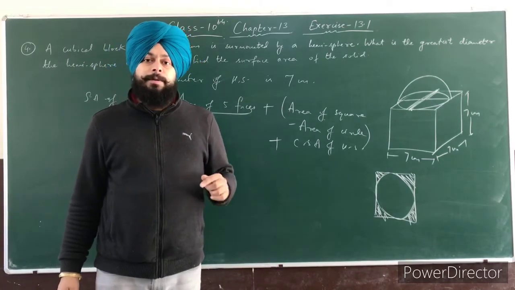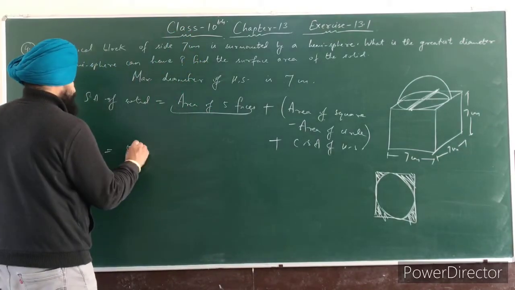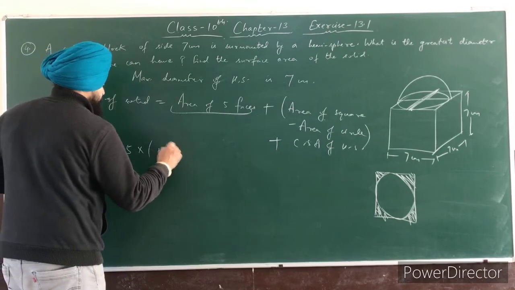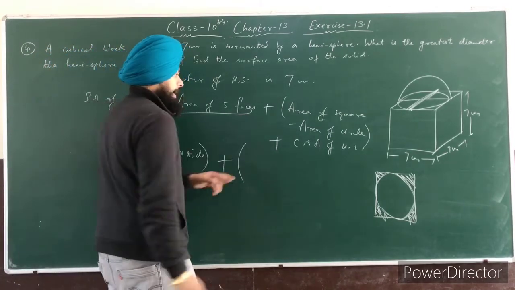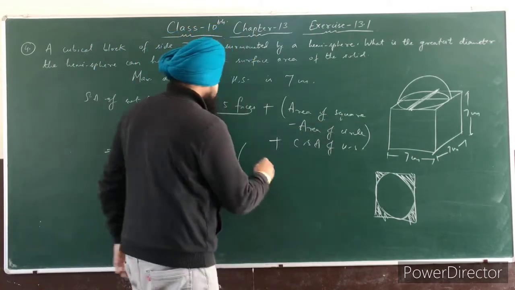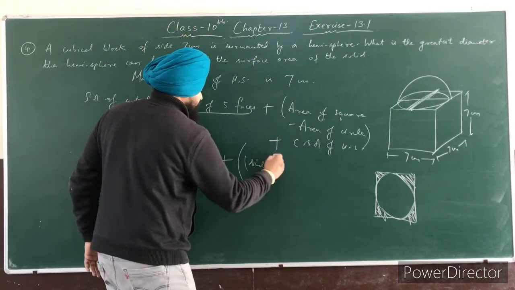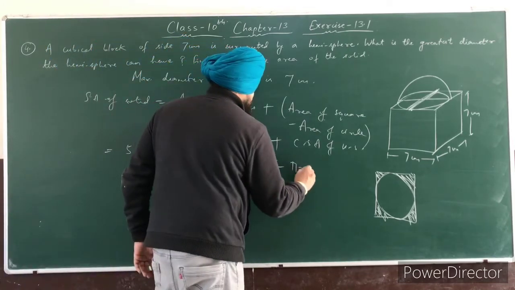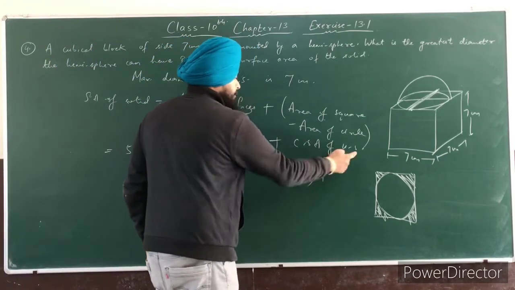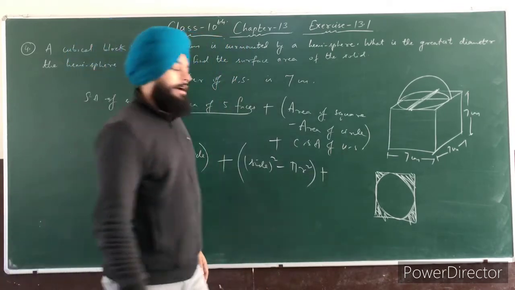Now each face of this cubical block is in the shape of a square, and the area of square is side multiplying side. Plus area of square is again side multiply side, or you can write side square. Area of circle is pi r square, and curved surface area of hemisphere is 2 pi r square.